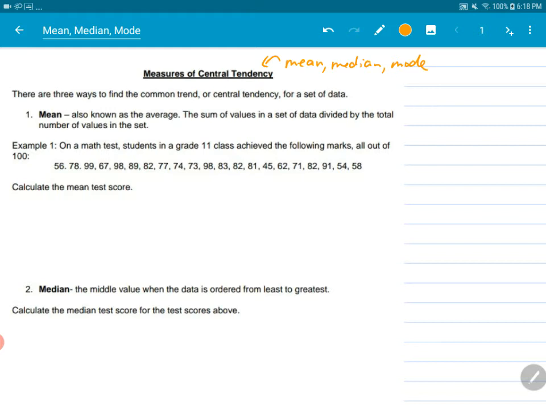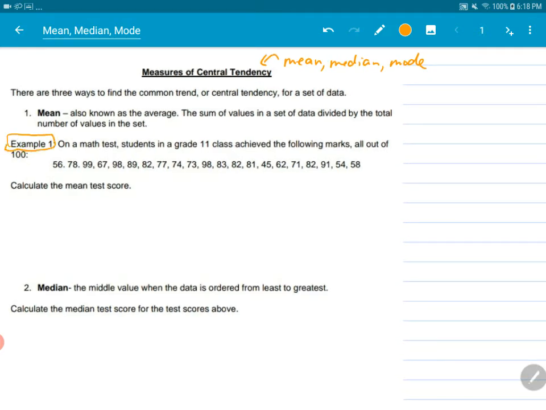So mean, which is also known as the average, is the sum of values in a set of data divided by the total number of values in the set. We're going to work with this example for all three questions. On a math test, students in a grade 11 class achieved the following marks, all out of 100, and we want to calculate the mean. Step number one is to add up all the numbers.